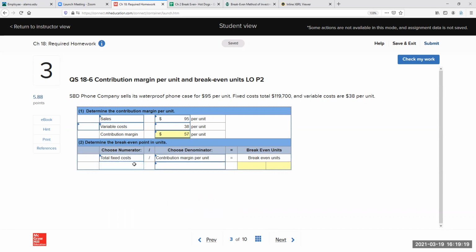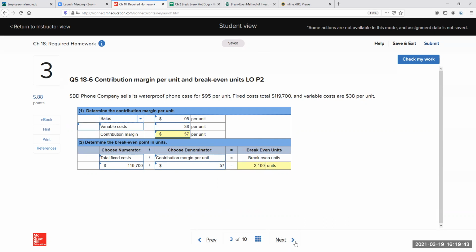Well, what are your fixed? 119,700. Your contribution margin is $57. So we break even at 2,100. So our fixed divided by our contribution per unit will give us our break even in units.